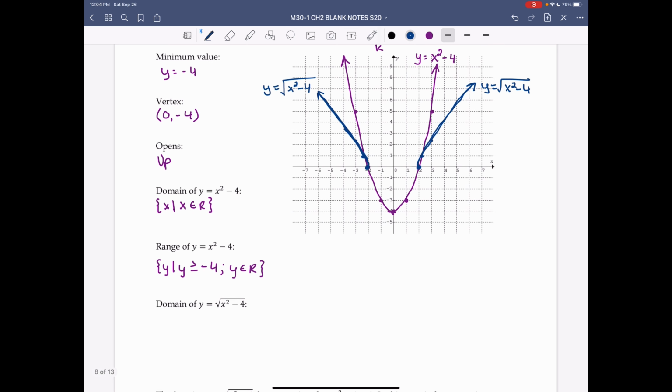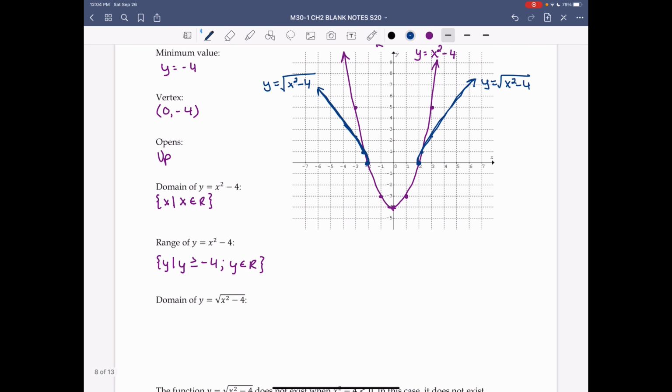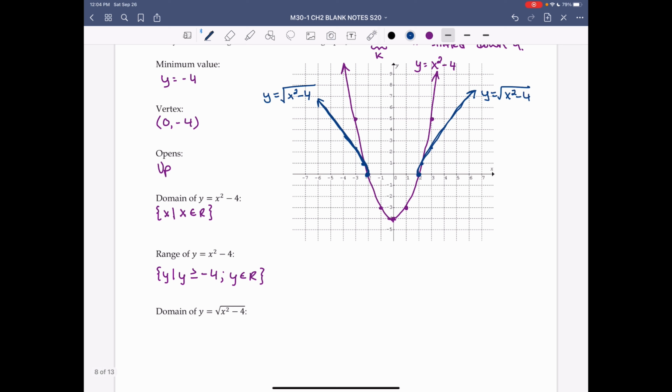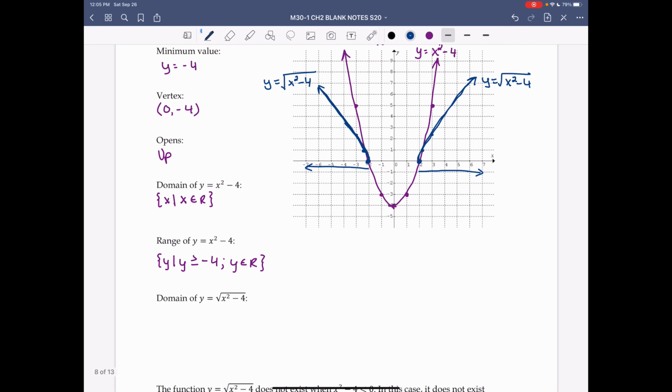So the domain of y equals the square root function. Well, let's do this algebraically. We can see from the graph that we have x values that are less than or equal to -2, so starting here and going that way. We also see from the graph that we have x values that are greater than or equal to 2. Let's see how we can get this algebraically.